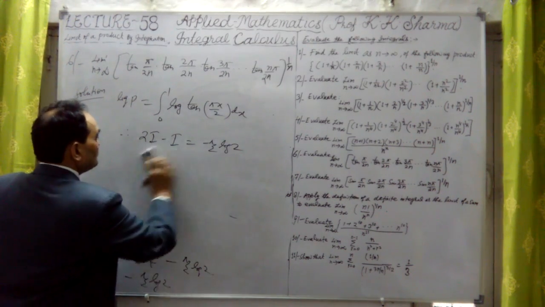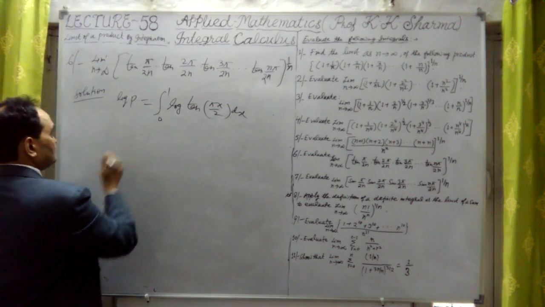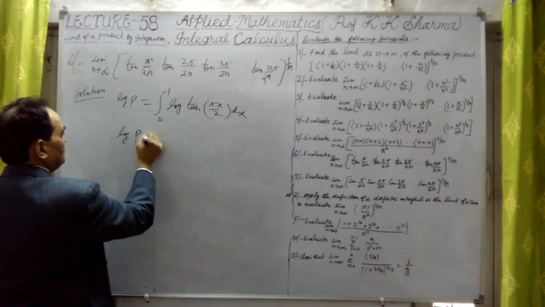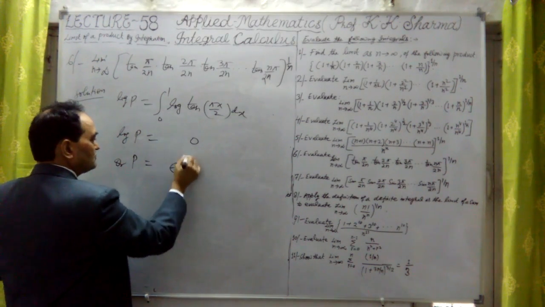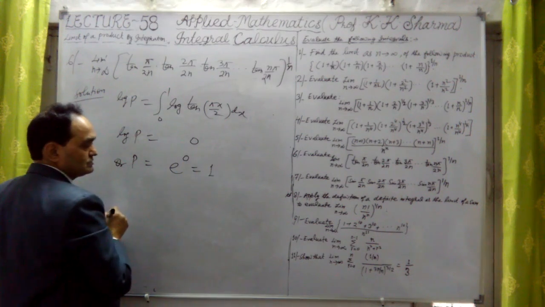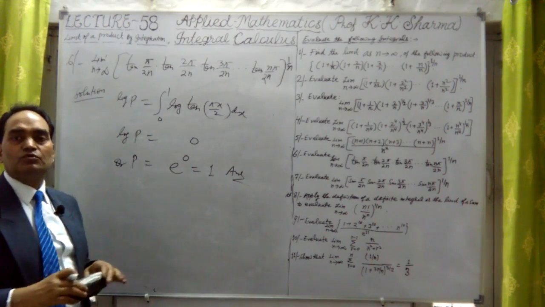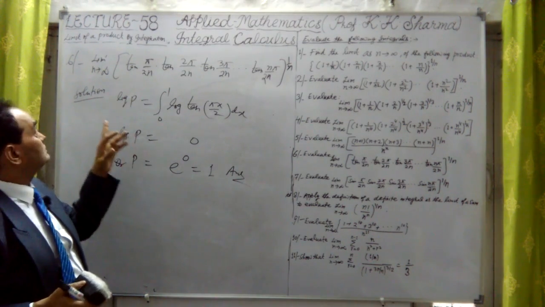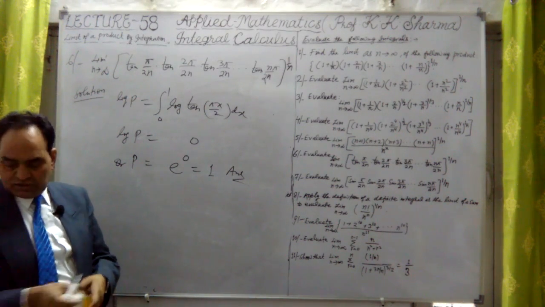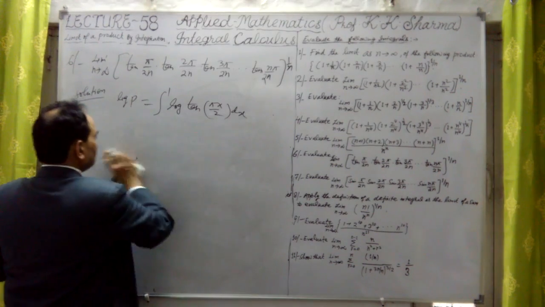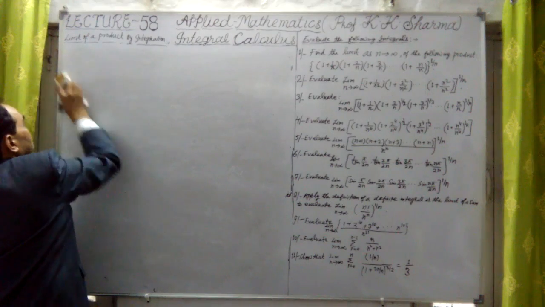Therefore, what do we get here? So log p is equal to 0. Or p is equal to e raised to power 0, that means 1. Answer is p is equal to 1. Question number 6 we have done. Now, let me talk about what was the 7th question.